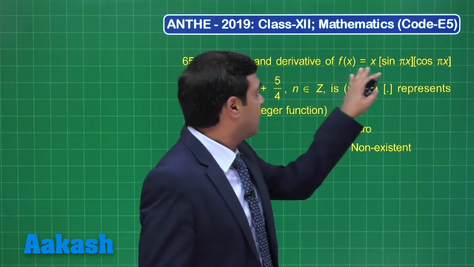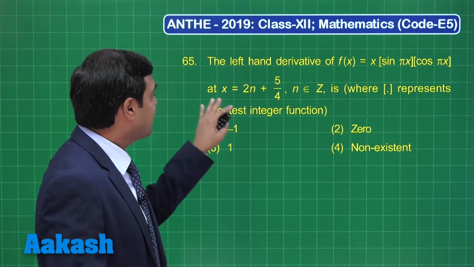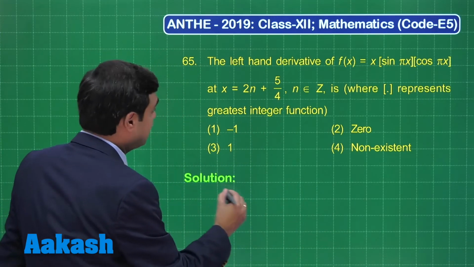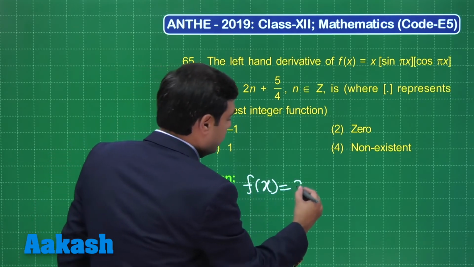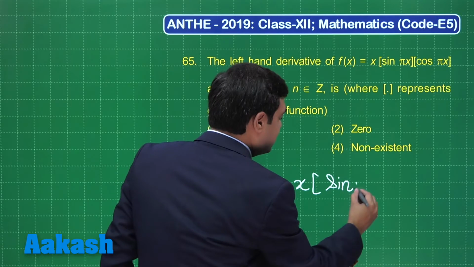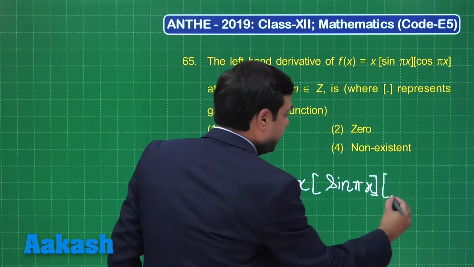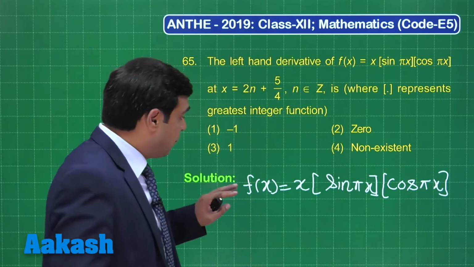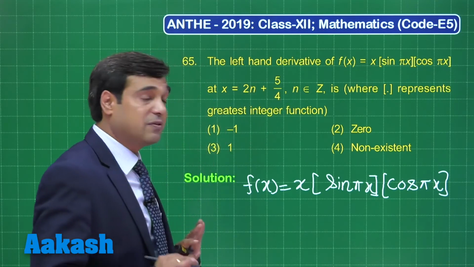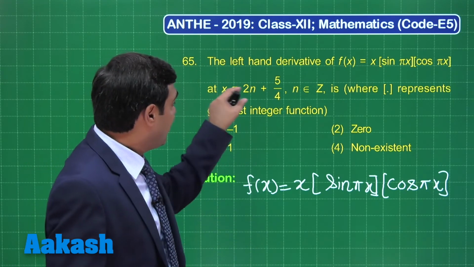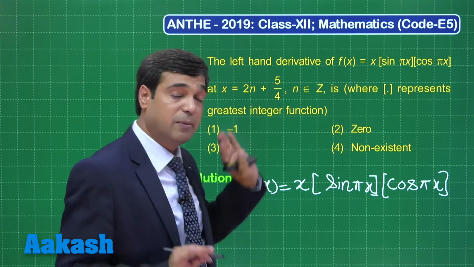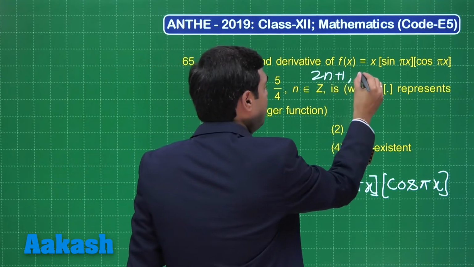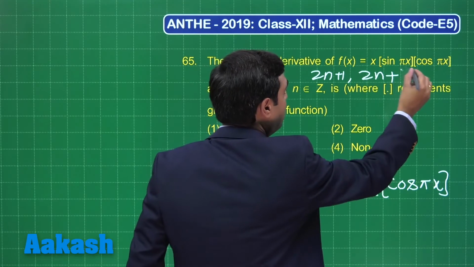The left hand derivative of the given function f(x) equals this one at x equals 2n plus 5 by 4 is. So let's try this question. It says f(x) is equal to x times the greatest integer of sin pi x into cos pi x, correct? Now when you consider around the point 2n plus 5 by 4, let's do one thing. 2n plus 5 by 4 meaning 2n plus 1 plus 1 by 4. So let's consider a very small interval for the sake of simplicity, 2n plus 1 to 2n plus 3 by 2, open interval.